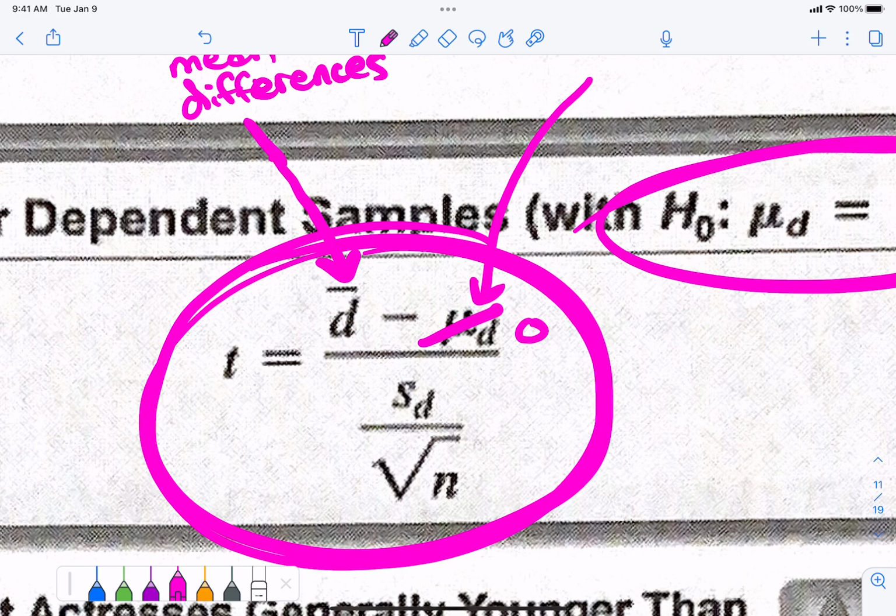You remember how we do that in the equation a lot of times? If we are assuming for the hypothesis that mu d equals 0, we can just put 0 in that spot. Why did they even put it in there? Because in later chapters it won't be 0. Are we doing those later chapters? No. Well, we'll see if we get that far.